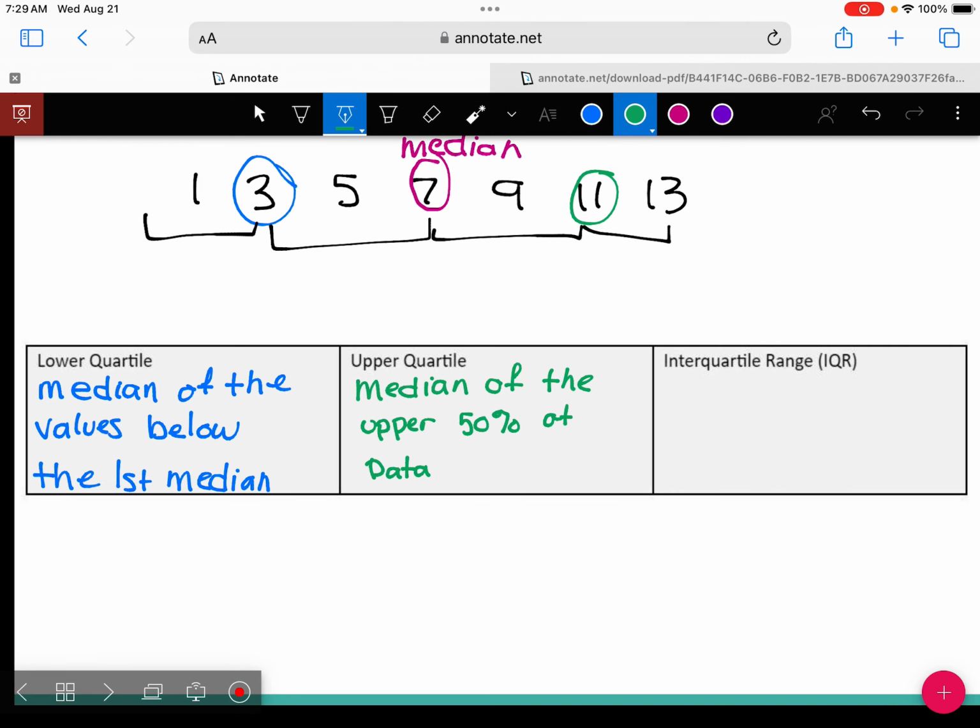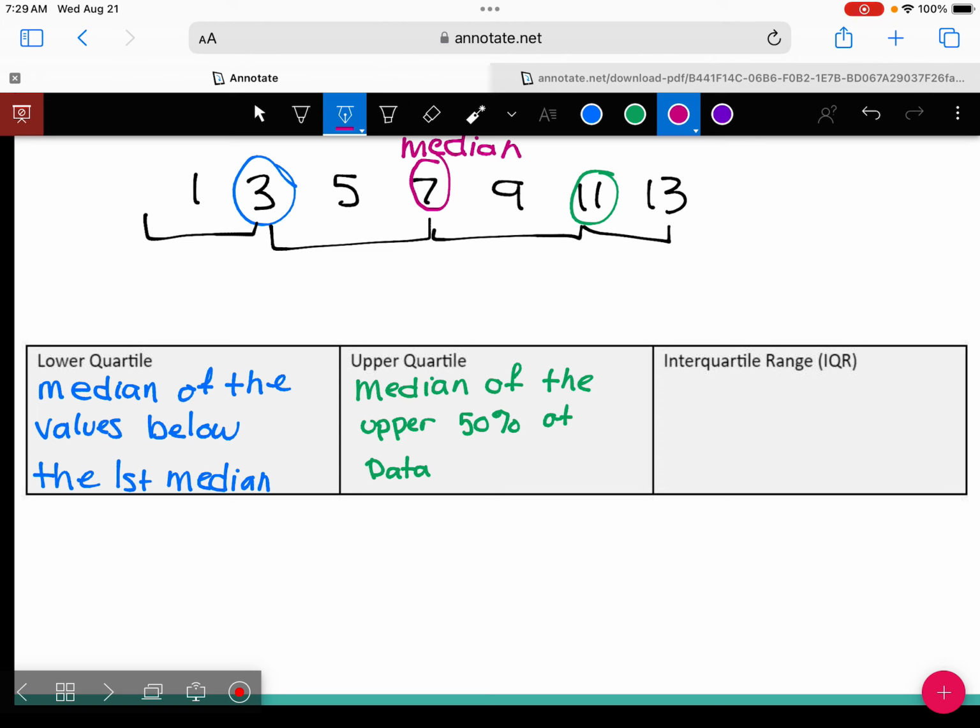The last information we're going to be asked about is our interquartile range. We talked about range yesterday. Our range was our biggest minus our smallest. So for my made-up data set up here, what's our range? 12, 13 minus 1.